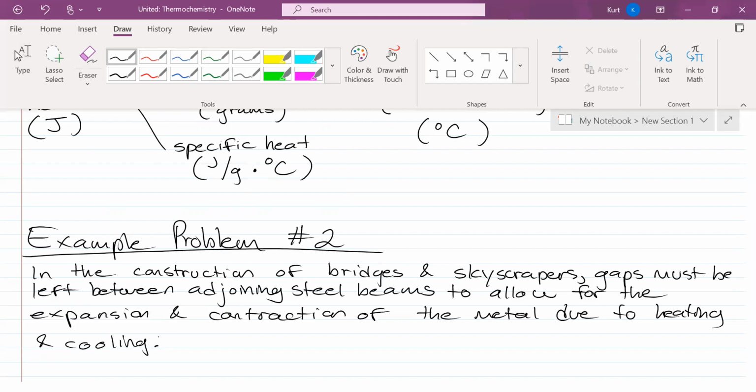So especially here in Florida, when it gets really hot, if you don't give the metal room to expand, it can actually break into maybe the concrete, crack the concrete, and that could cause major problems. So engineers have to account for what type of metal are we using? How much can that expand? How much heat can it absorb? So being an engineer, you have to know a lot of chemistry.